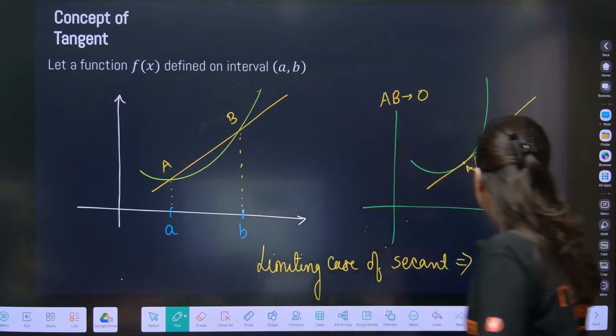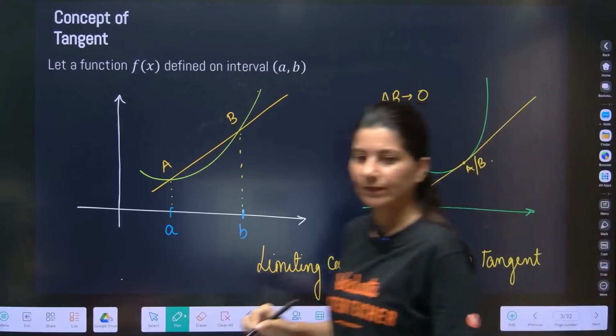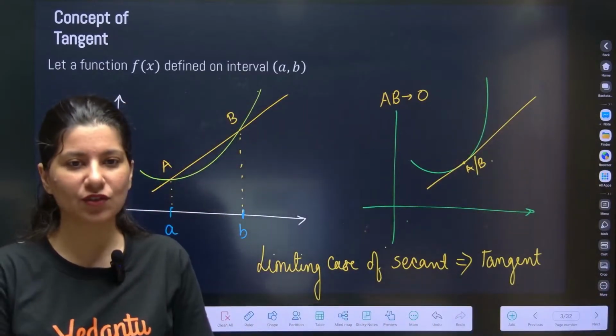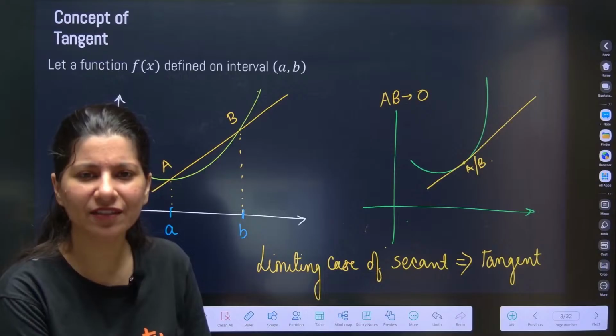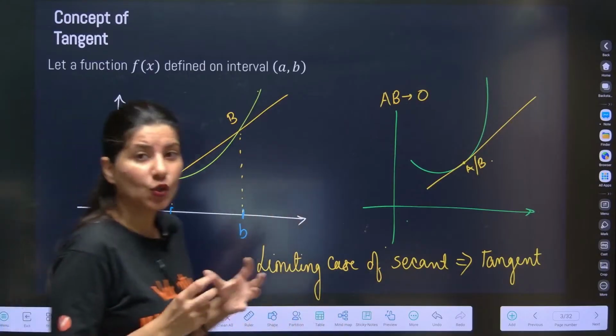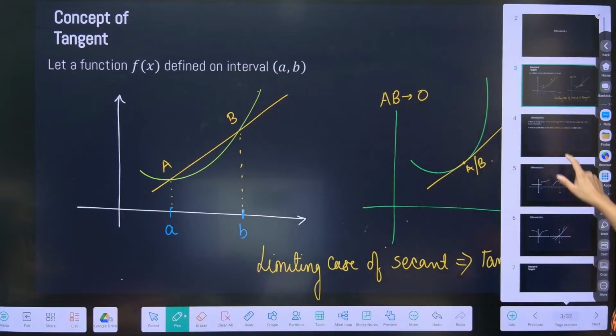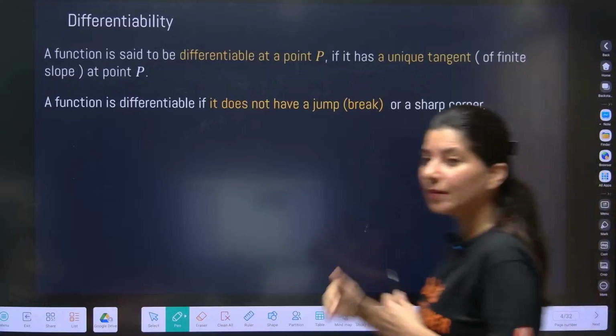secant is known as tangent. But ma'am, why are you teaching tangent? Because here we want to study differentiability. Now, how come suddenly tangent? Because tangent is closely related to differentiability. So, basics of tangent should be absolutely clear. How come it is related?